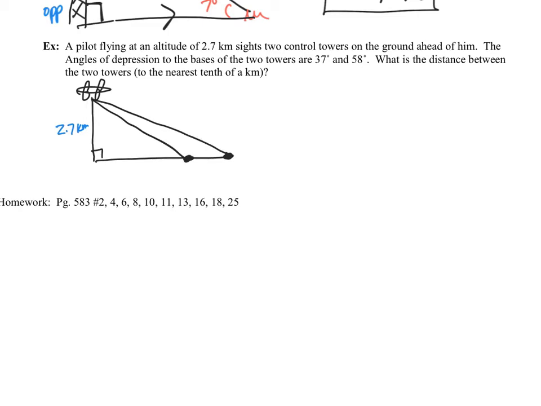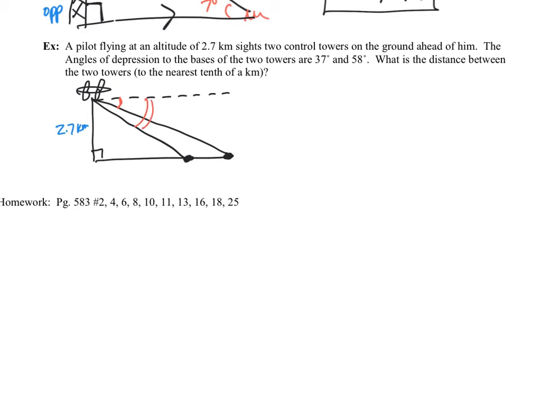All right, then we are told that the angles of depression to the bases of the 2 towers are 37 degrees and 58 degrees. So let's talk about those 2 angles of depression. First of all, if you're going to draw an angle of depression, make sure that you draw a horizontal line, because an angle of depression is formed by a horizontal line and a line of sight. So our 2 angles would be this smaller angle, which I'm going to put 1 arc on, and then this larger angle. So we're told that one of the lines of sight is 37 degrees.